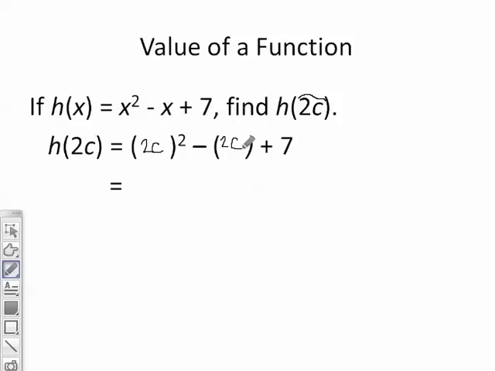And all we've got to do is look at this and say, they're squaring it. That means they want to get rid of that, so we're going to take 2 times 2, that's 4c squared minus 2c, that's a 2. There really is a 2. 2c plus 7. That's the way you would write that equation out. And that's the way you would value that function for the value h, or for the value 2c.